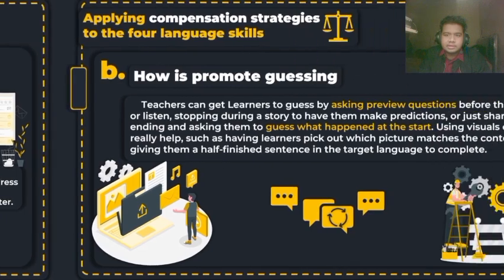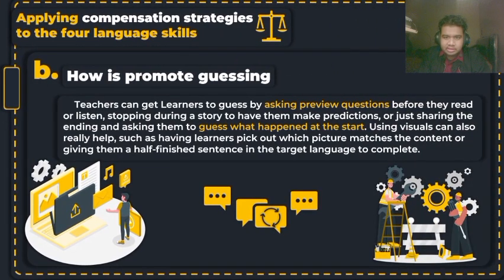Now moving to the next part, we have B, how to promote guessing. Teachers can get learners to guess by asking preview questions before they read or listen, stopping during a story to have them make predictions, or just sharing the ending and asking them to guess what happened at the start. Using visuals can also really help, such as having learners pick out which picture matches the content, or giving them a half-finished sentence in the target language to complete. It's also important to give quick feedback on how accurate their guesses are. Not to mention, talking about how they come up with their guesses is great because it lets them share their thoughts and make sure they are using all the clues they have.